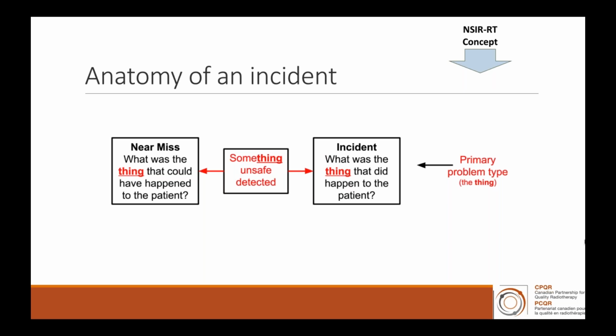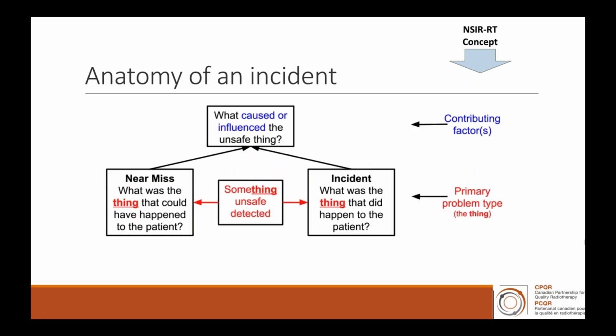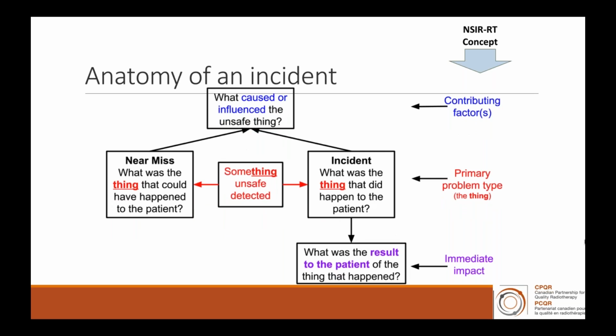And really the thing that we're interested in is called the primary problem type in the ENSER-RT minimum data set. So the first thing is the thing that happened or could have happened. This is the primary problem type. And then we ask, what was it that caused or influenced the unsafe thing that either happened as an incident or could have happened as a near miss? And this is called the contributing factor in the ENSER-RT system. Finally, we will ask, what was the result to the patient of the thing that happened? And this is the immediate impact of the incident.